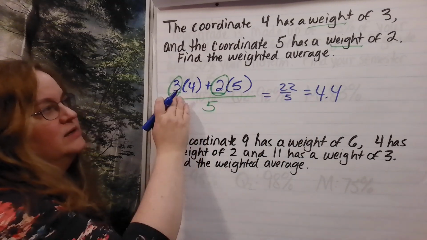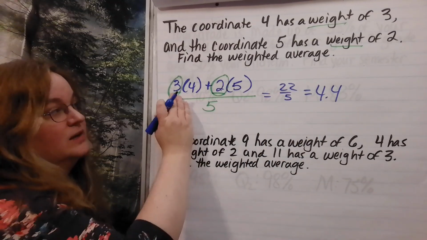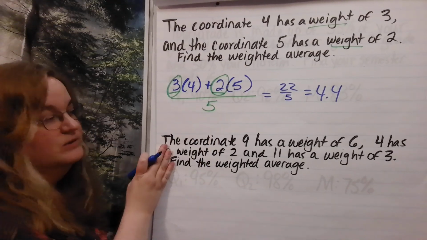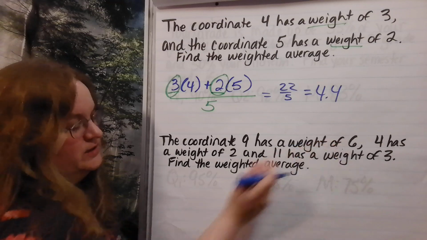So when I'm looking at it, if I circle my weights and then add those together to get my denominator. So let's take a look at another example. I have coordinate 9 has a weight of 6.